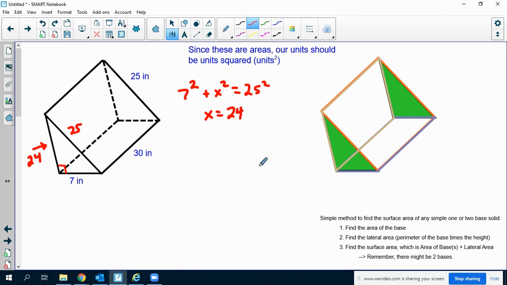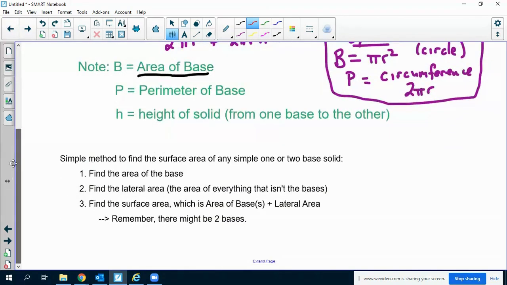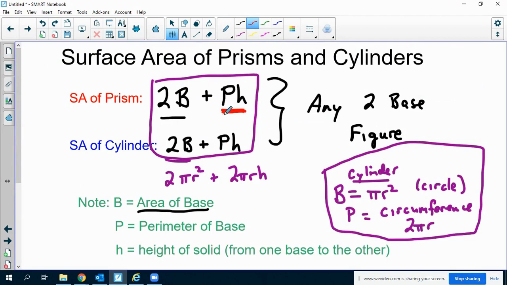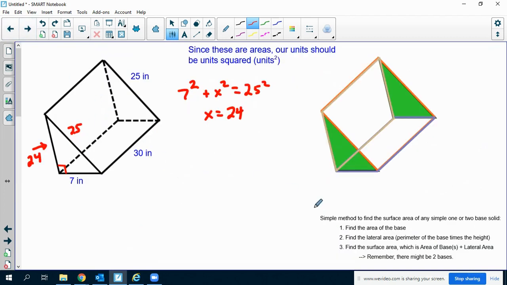Now, I forgot to put it on the screen, but the simple method to find the surface area of any simple 1 or 2 base solid is: find the area of the base. That's the first thing we want to do. Then find the lateral area. The lateral area is whatever is not included in the base part of the formula. So for 2 base figures, pH is what's called the lateral area. So in these problems, this is going to be the lateral area. That's what we're going to find next. And then we find the surface area by adding everything up.